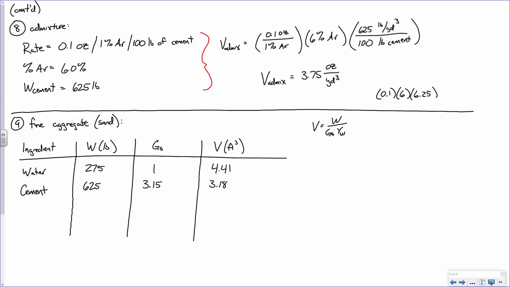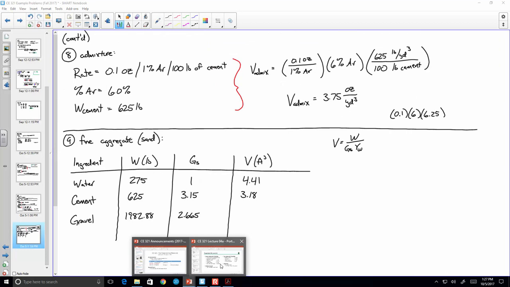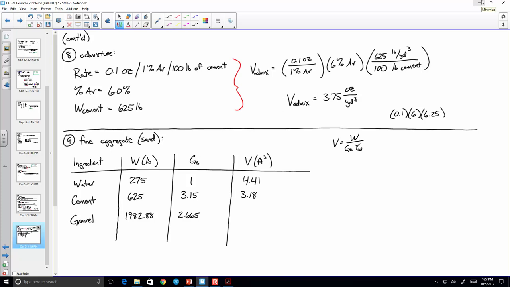Okay. Gravel. Now, this is where you have to start looking stuff up. How much gravel are we throwing into the mix? 1982.88. Specific gravity. Did anybody write down what the specific gravity of this gravel is? 2.665, is that what you said? So how much volume does that occupy? Yeah, that was one of the given pieces of information, right here. Say it again. What did you get? 11.9. Is it 9.2?